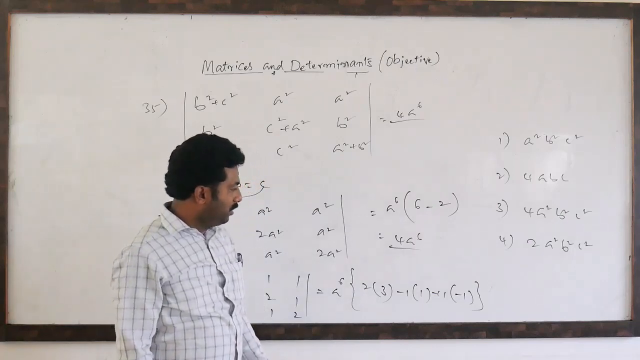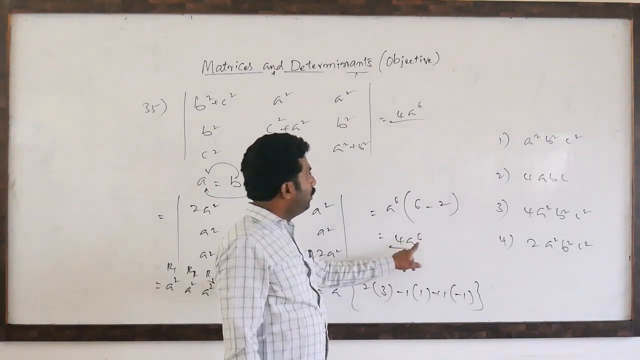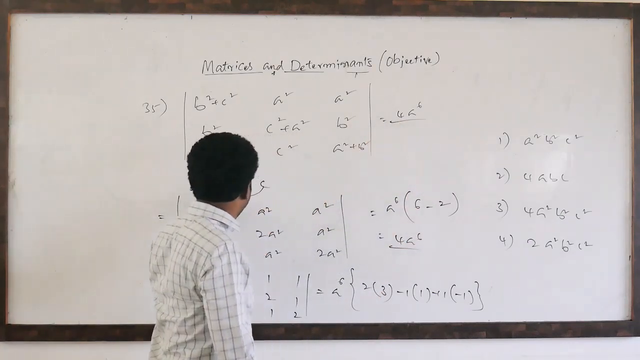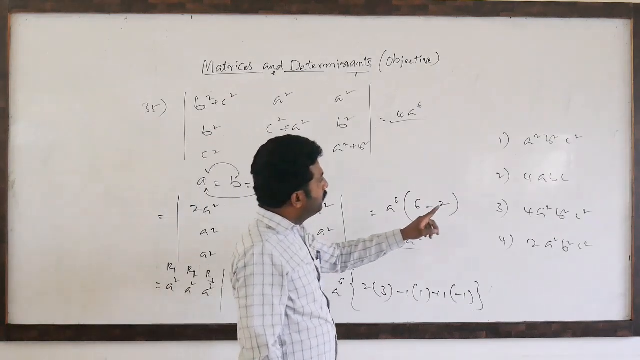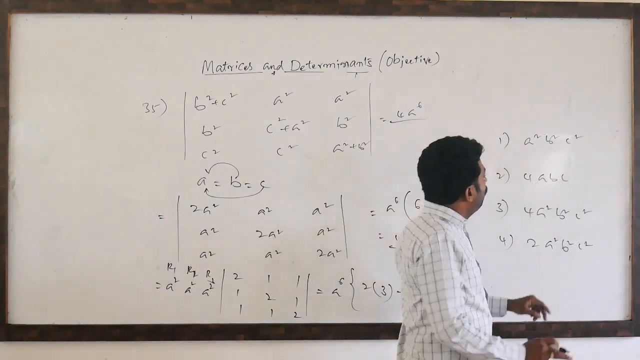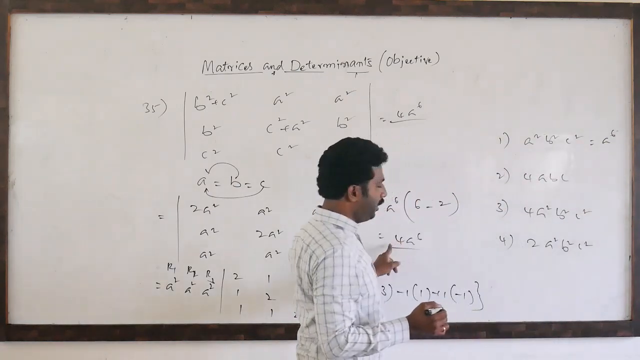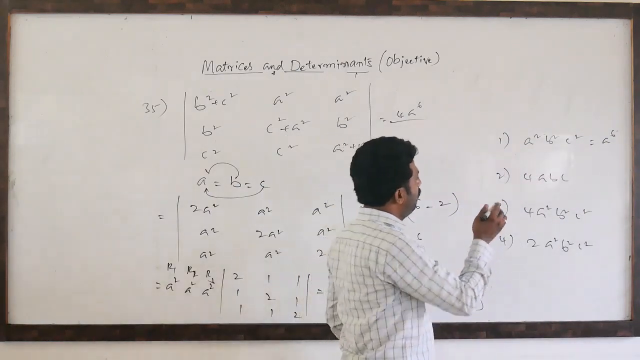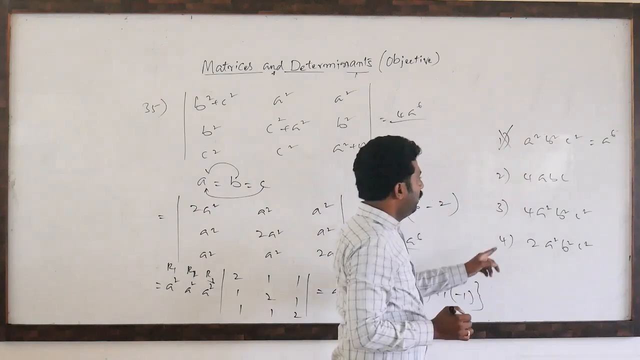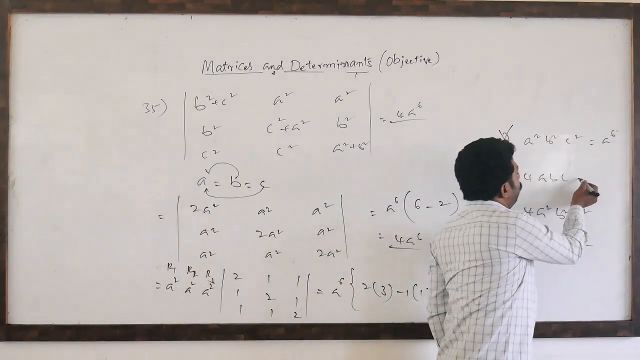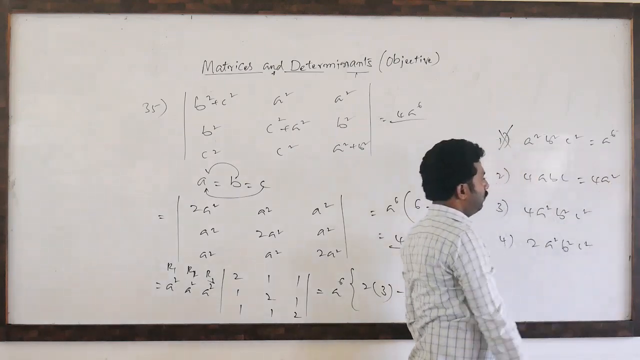Among the 4 options, where will you get 4 into a power 6 if we substitute a equal to b equal to c? See here. If a, b, c are all equal, what do we get? This is a power 6, but we require 4 into a power 6. So this is the wrong option. Here abc would be... 4a square... a cube.